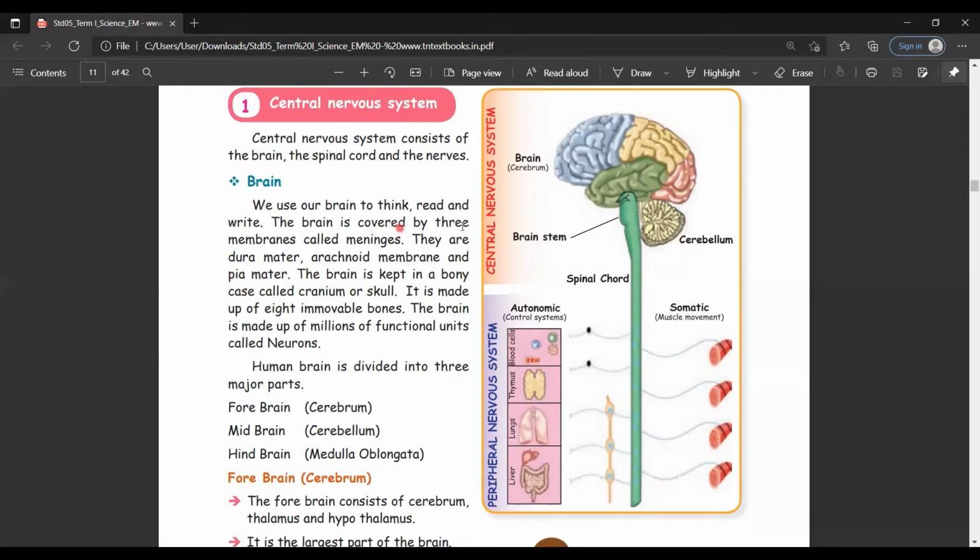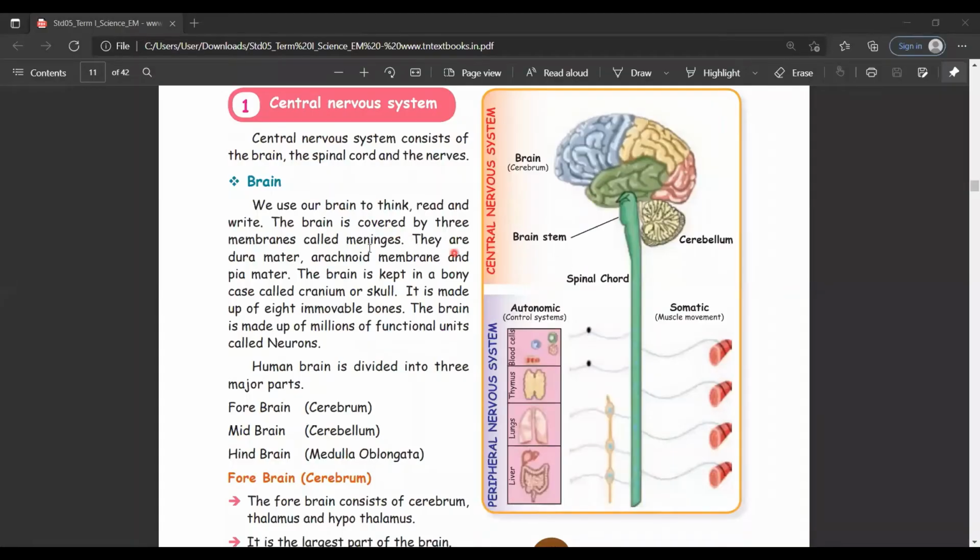The brain is covered by three membranes called meninges. They are dura mater, arachnoid membrane, and pia mater.